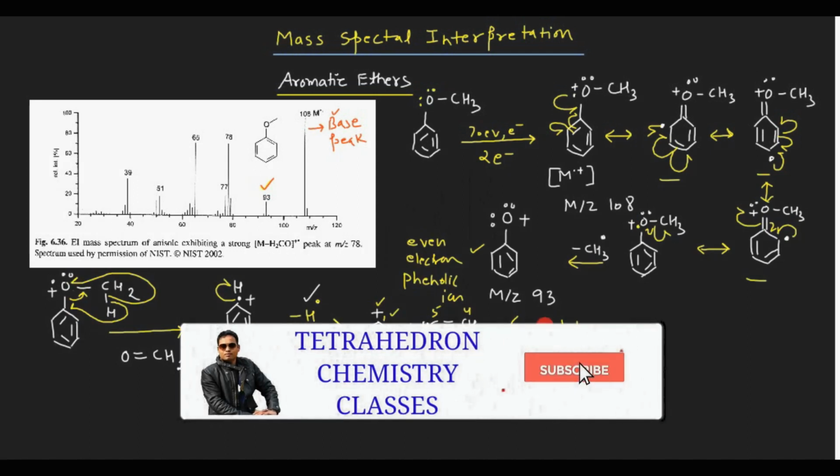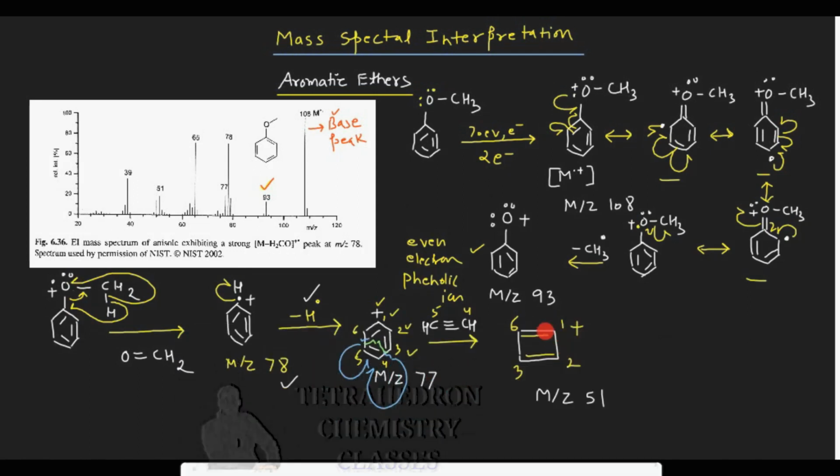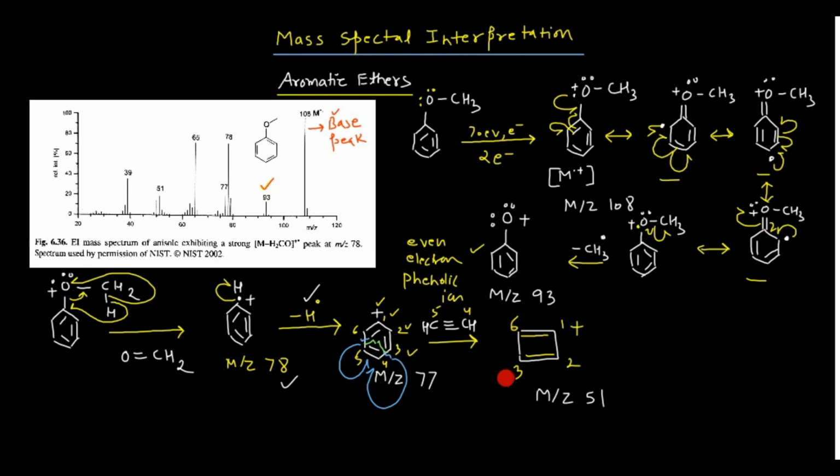4 carbons are there, 12 fours are 48, then 49, 50 and 51. Since positive is there, we don't have any hydrogen here, so this corresponds to the 51. This is something very, very important. So I have beautifully explained this 108, 93, 78, 77, and then I have explained the 51 as well.